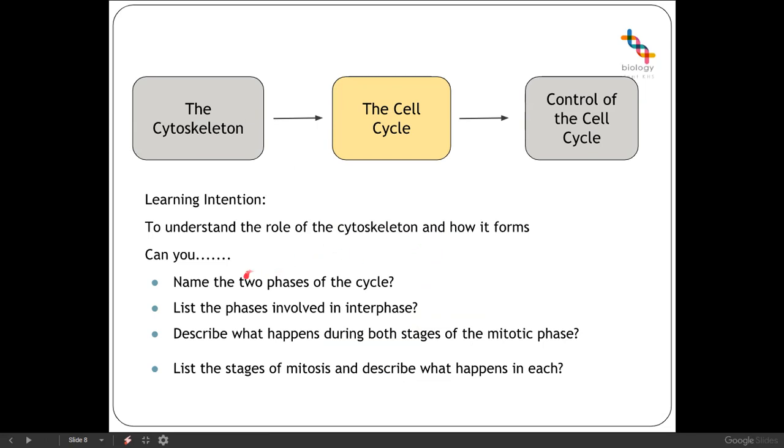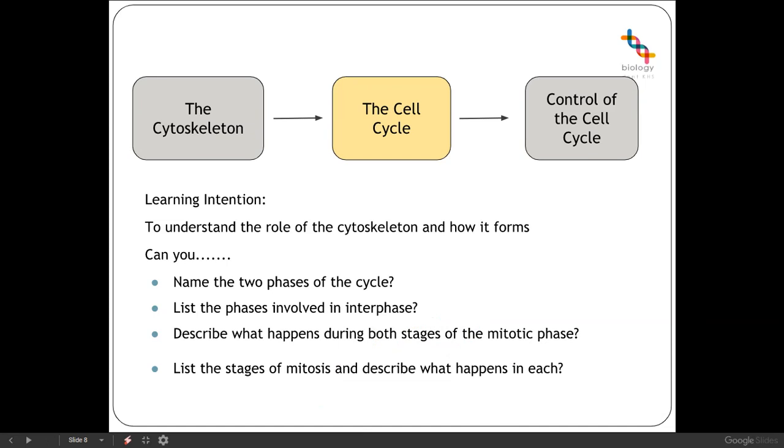So from that, you should know that we have two different phases of the cell cycle. We have interphase and we have the mitotic phase. In the phases involved in interphase, we have our G1 growth phase, our S phase, and our G2 growth phase. In the stages of the mitotic phase, we have mitosis and we have cytokinesis. And during mitosis itself, we have prophase, metaphase, anaphase, and telophase.